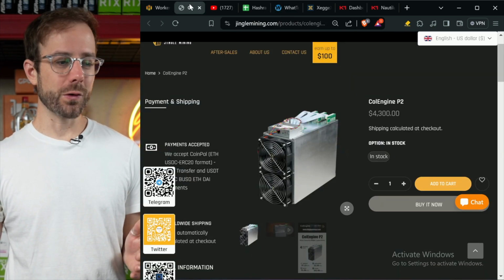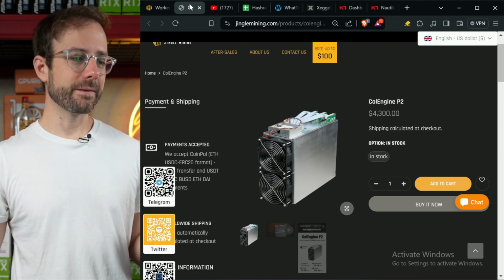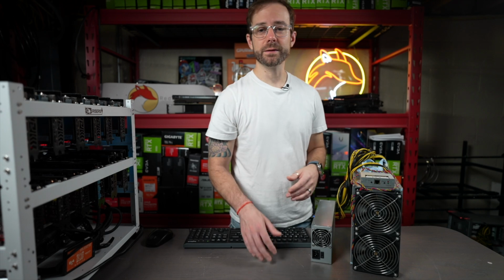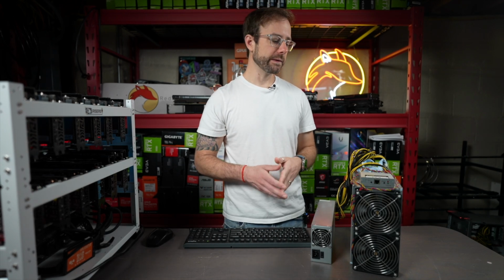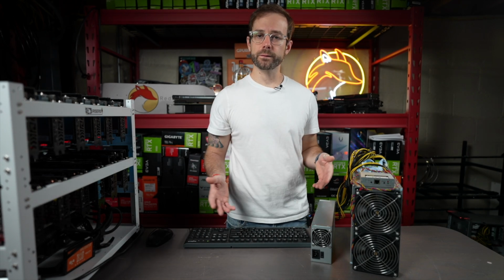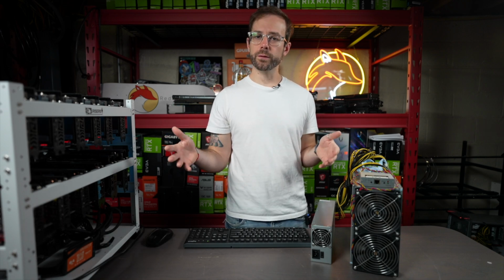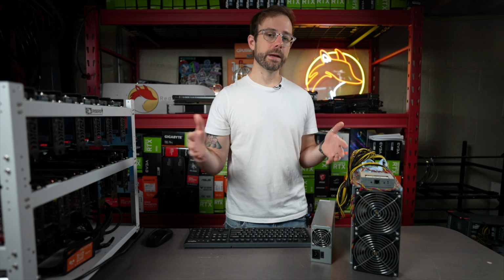And the price of the ColEngine P2 certainly has not. So what needs to happen here is really more Bitstreams. More Bitstreams need to be released for this miner from Superscalar so that it can spread the hash rate across other cryptocurrencies and you can realize some profit again.